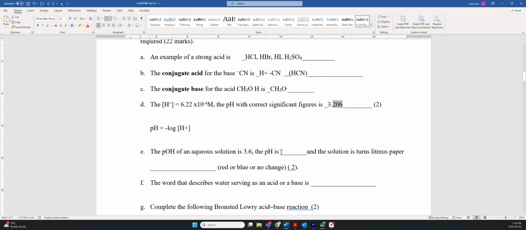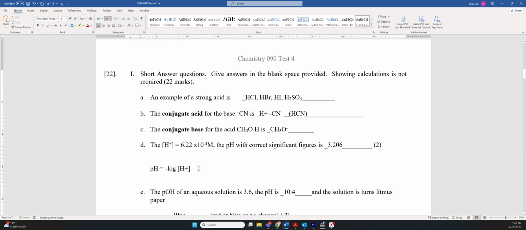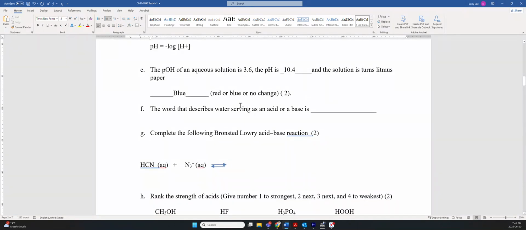The pOH, everyone got this? 14 minus 3.6, 10.4. 10.4 gives the litmus paper a blue color. Not a red color, but blue color. Base is blue.